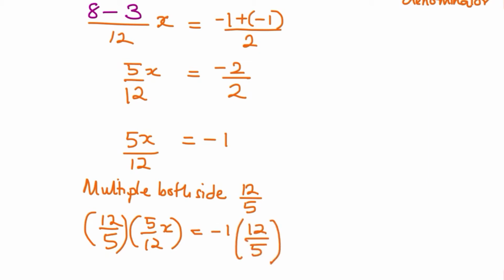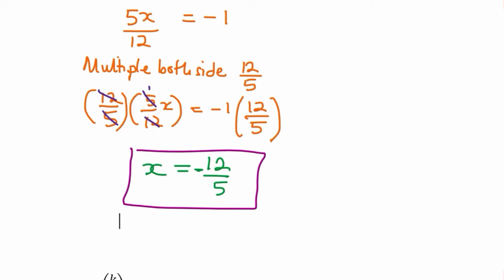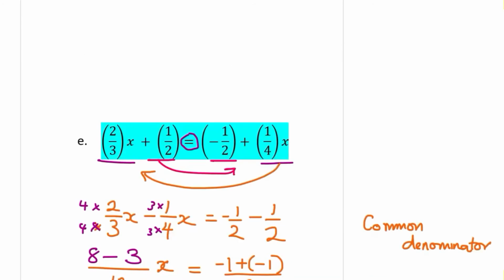-1 times 12/5. Once we have that, we can evaluate it: 12 divided by 12 and 5 divided by 5 gives us 1, and 1 times x gives us x. This is equal to -1 multiplied by 12/5, which gives us 12/5, and don't forget your negative sign. So for this question to be true, in this fraction format, x has to be equal to -12/5 in order for the left side to be indeed equal to the right side. You can check that by using your calculator and it should be good from there.